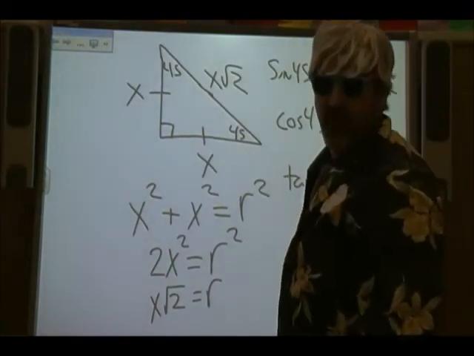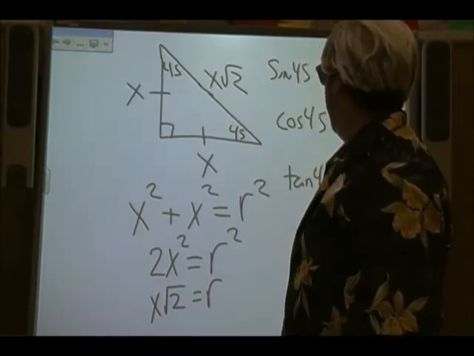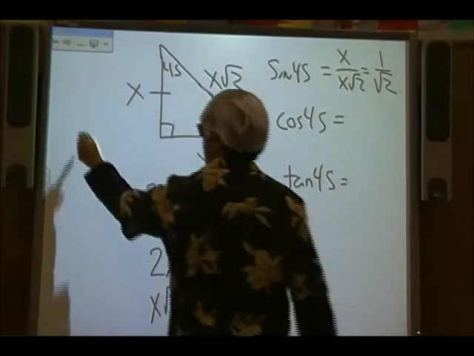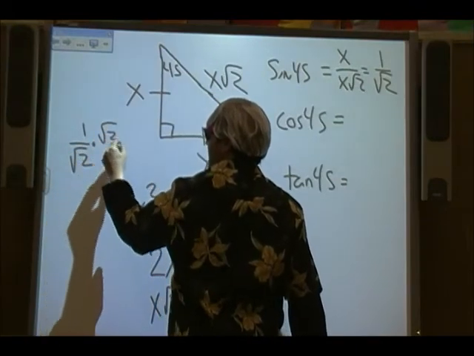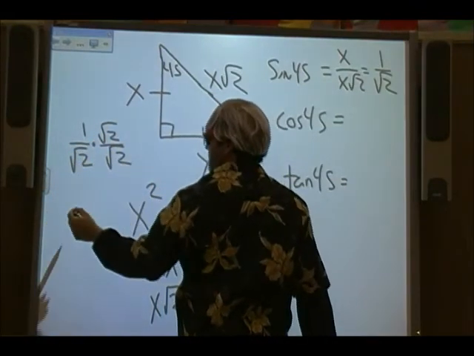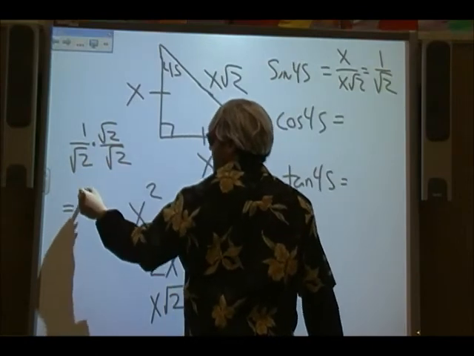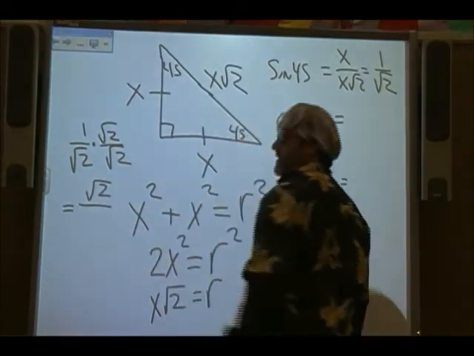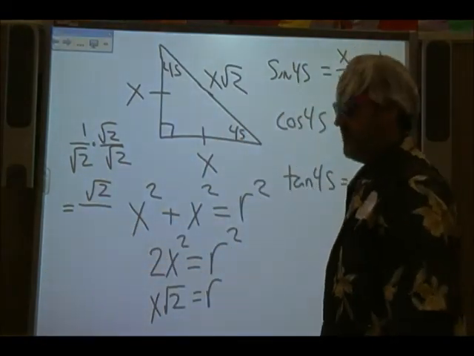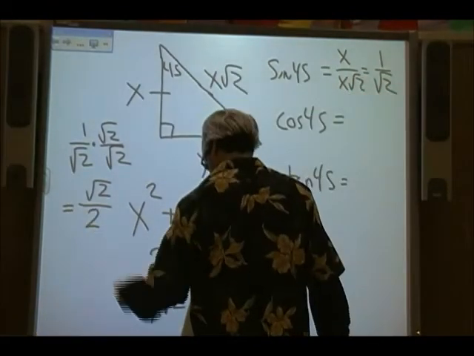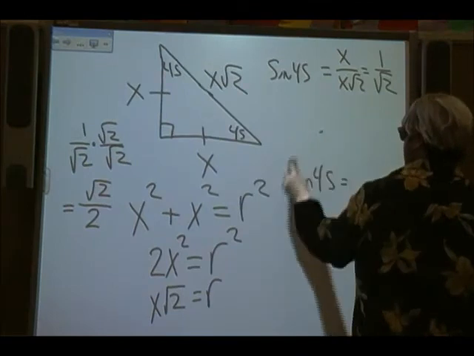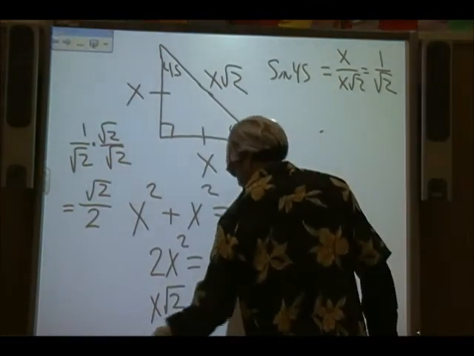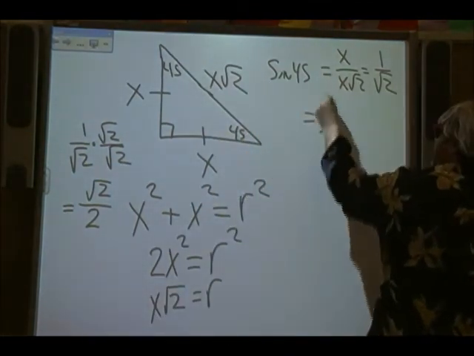And again, we're going to rationalize the denominator. So 1 over radical 2 is the same as multiplying by radical 2 over radical 2. This becomes radical 2 in the numerator. The denominator is radical 4, which is 2. So this is radical 2 over 2. That's the way we're going to write it.